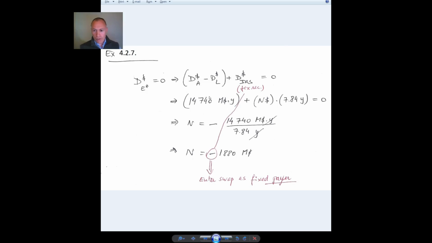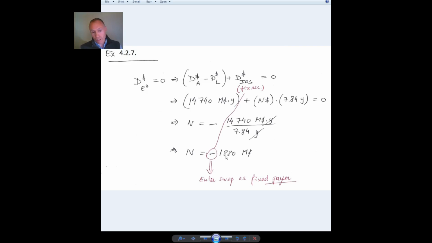Well, since we already did all the calculations, this is now easy. So this is the dollar duration of the equity in the balance sheet as it is now, which we computed in the previous example. And now I'm going to add a swap, an interest rate swap, which has a dollar duration that we just computed, notional times 7.84 years. So basically I'm going to solve for the notional that makes this whole thing be 0. Right? So solving for the notional, I get this amount of notional that I need to trade in the swap to make the dollar duration of the equity of the bank equal to 0.